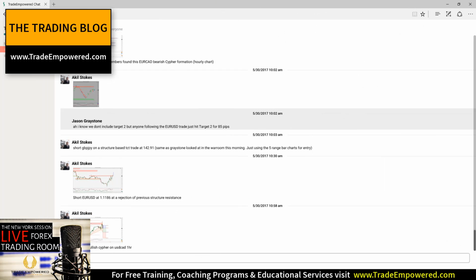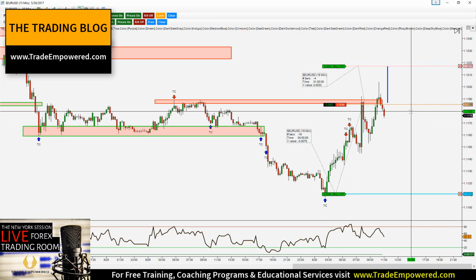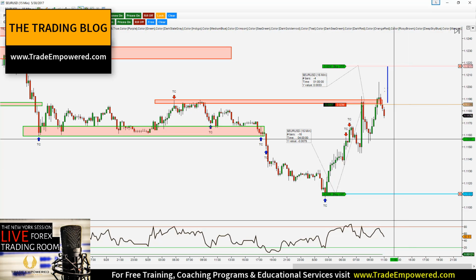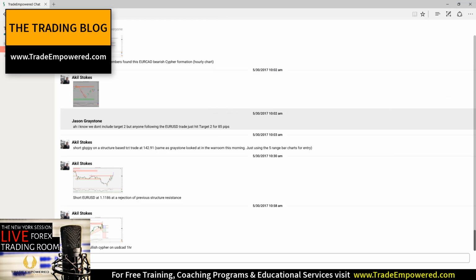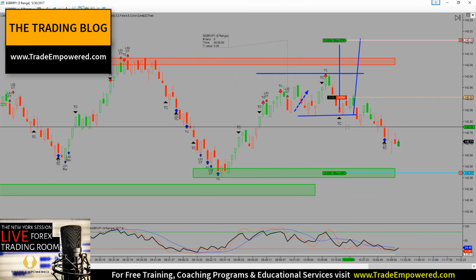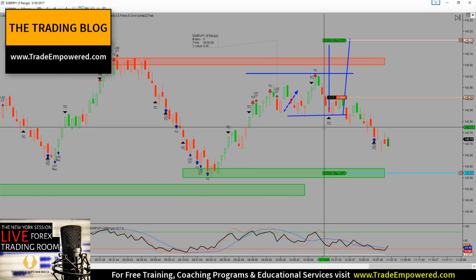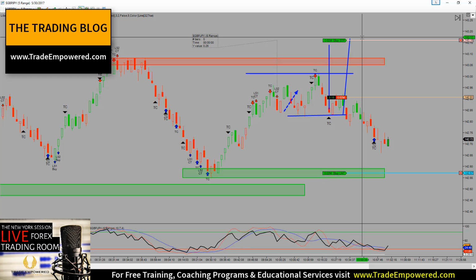Before we shut down, we got two trades working for us. We got the euro dollar, which has started to see a little bit of turnaround. We'll see if we can get a follow through on this. And then the pound yen, if you guys remember, looking at it earlier, took a short here. We're starting to roll down a little bit here on pound yen.